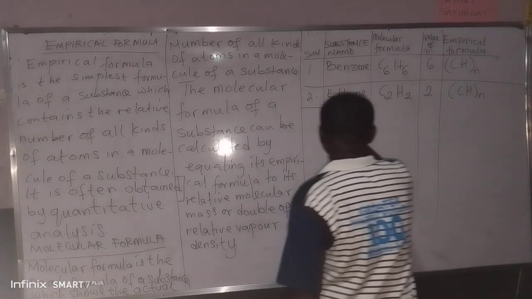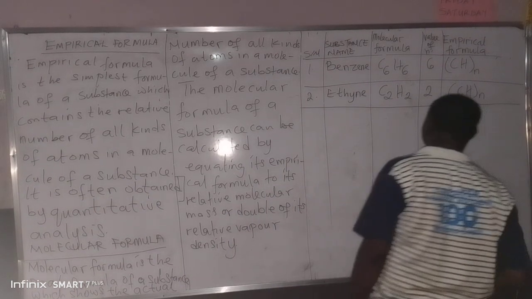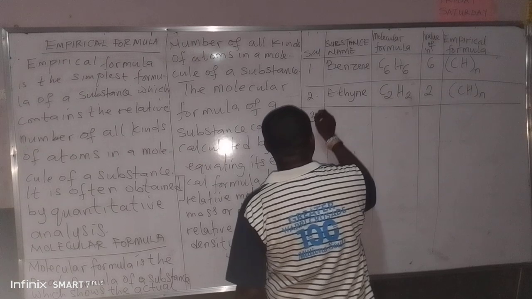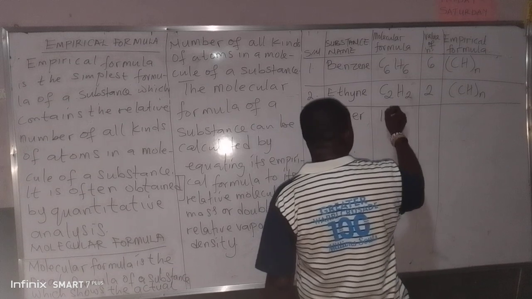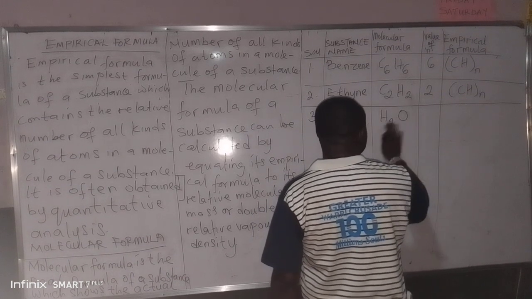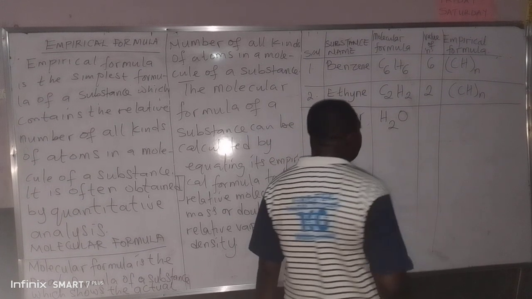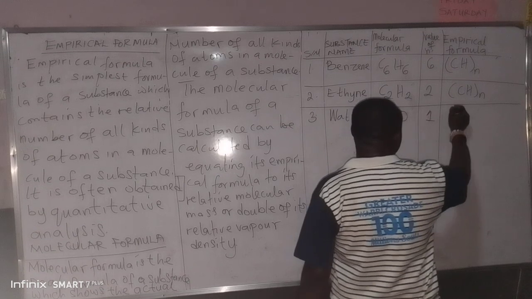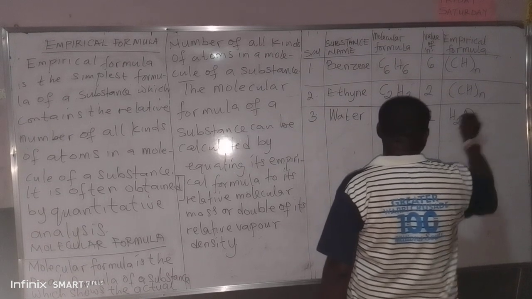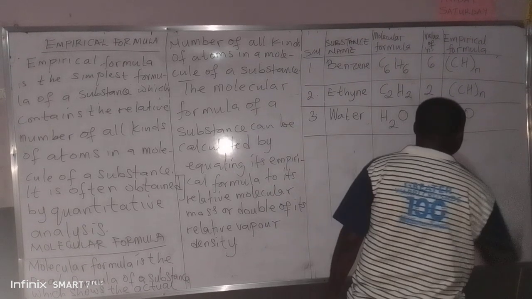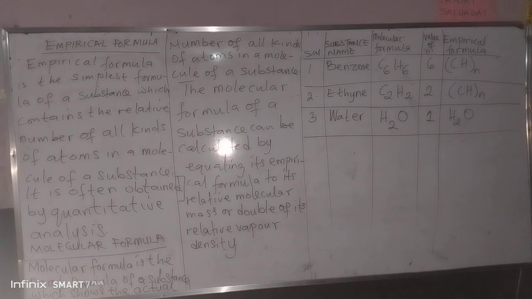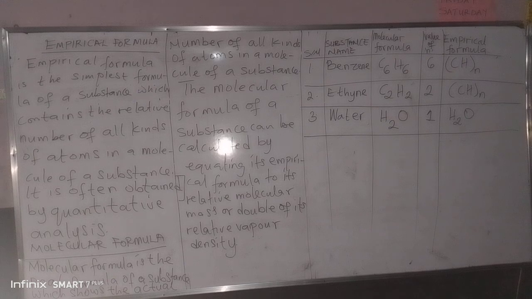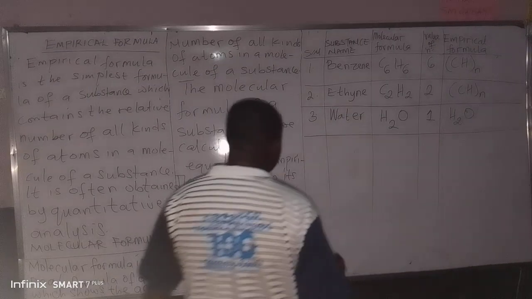Now, because the empirical formula is not the actual formula, so then we have water. The molecular formula of water is H2O. You will see that the only number that can be factorized out is 1. So this is a case where it is also possible that there are some compounds whose empirical formula is the same thing as their molecular formula. Example is water.